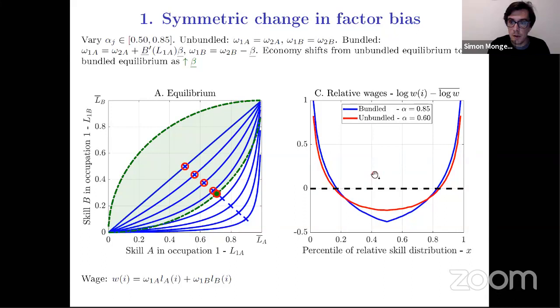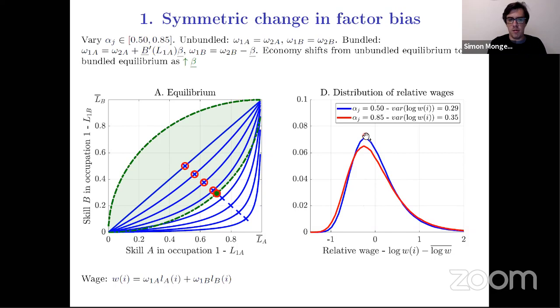Okay, putting this together, what happens to the distribution of wages? I think I swapped the colors here, but in the unbundled allocation within occupation inequality is smaller, and in the bundled allocation occupational inequality is wider, right? Okay. So, you know, this is how I'm going back to my coffee shop.